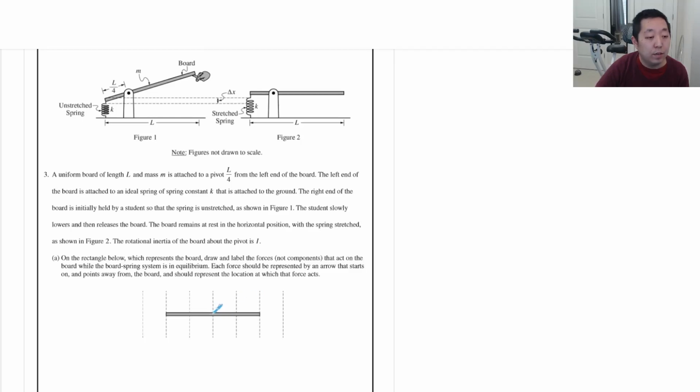Let's just do gravity first. Wait, is it negligible mass? Nope, it has mass. So it acts at the center, so we got mg there. We got a spring here. The spring is stretched. It's pulling down. And then the axle is holding it up. And let's say the axle is right here. It's the axle force. Yeah, it's L over 4. So it should be like there. Anything else touching it? That's it. Nothing else is touching the system. Right?